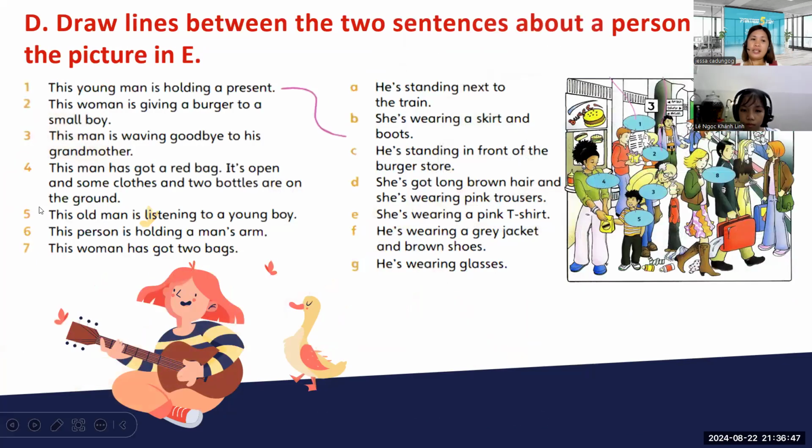Correct. Now here, Lynn, I want you to draw lines between the two sentences about the person in picture letter A. For example, this young man is holding a present. He's standing in front of the burger store. So, Lynn, you're going to connect the first sentence to the second sentence. Go. Draw a line.